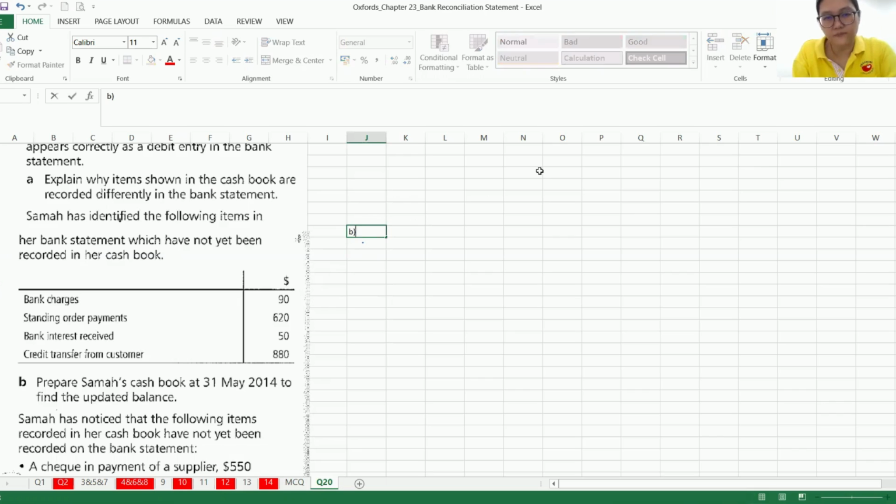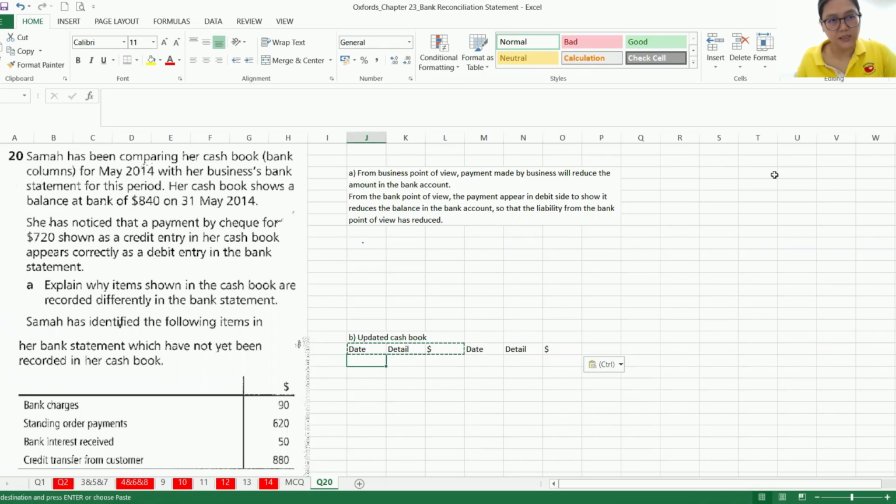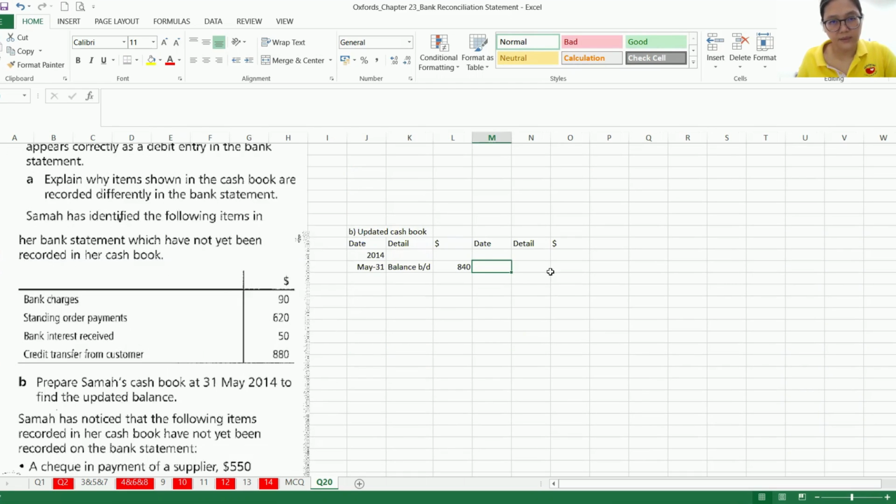So for the B, they asked to prepare updated cash book, which has 6 columns, date, year, and amount. Okay. So here the balance, what is the balance? Okay, the balance in here, 2014, May 31st, balance brought down, which is 840. So this is given. And then after that, this is not updated yet.